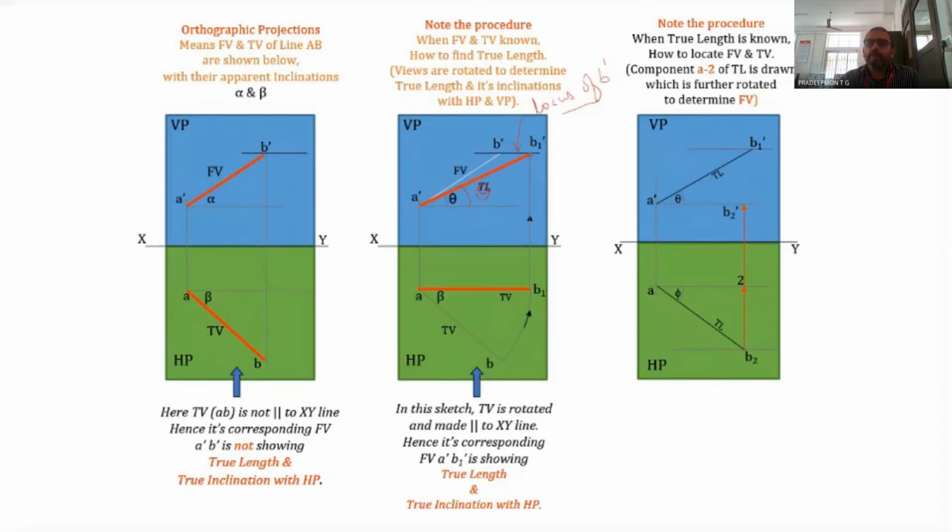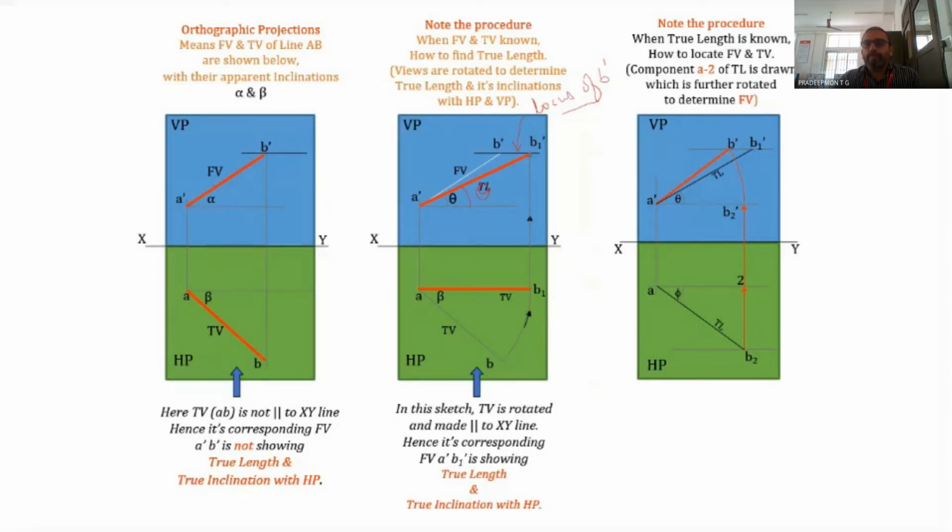But we know that the locus of B dash is here. That is, the actual B dash should be lying on this line, in the locus of B dash. So what we do is we rotate A dash B2 dash with the center as A dash and radius as A dash B2 dash, so that the arc intersects the locus of B dash. Now this point is B dash. Finally we join A dash and B dash in order to get the front view.